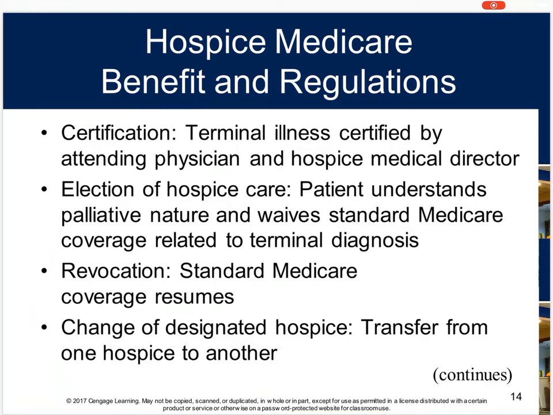Now, at any time, moving over to revocation, a patient can choose to revoke the election of hospice. So what they're saying is, well, I no longer want to be on hospice. I think I want to give this one more shot. I want to have treatment to see if I can get this cancer taken care of. And so then they go back to their regular Medicare coverage, okay?